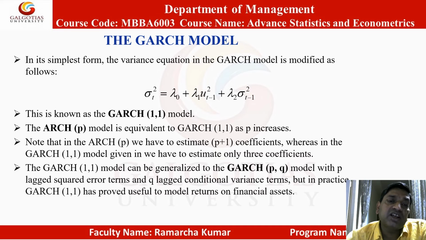The GARCH(1,1) model can be generalized to the GARCH(p,q) model with p lagged squared error terms and q lagged conditional variance terms. But in practice, GARCH(1,1) has proved useful to model returns on financial assets. So usually the GARCH(1,1) model is sufficient. It has proven itself. So we begin with GARCH(1,1) unless we have some other consideration which provides a better model by going for a higher lag period, higher values of p and q.